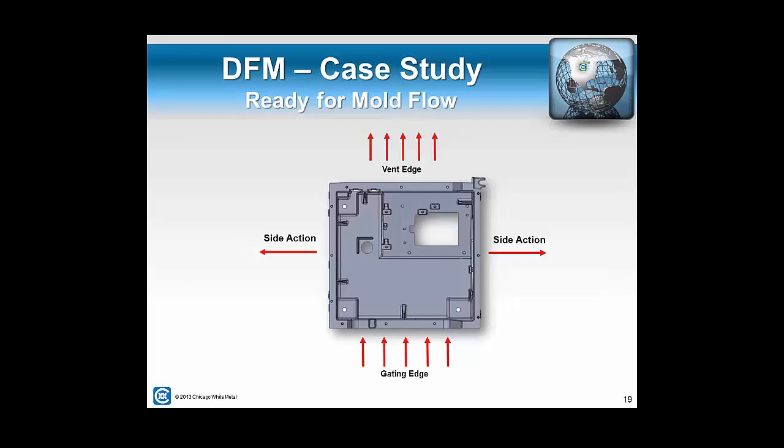So now we've got the part looking pretty much like we want it, so it's ready for its mold flow analysis. Here's a picture looking straight down from the top of the part, and we identified the bottom surface as where we'll gate into the part. Pretty large side actions to make each right side and left side of the part, and then the venting edge on the top. So all the air will be forced out of the opposite side of the part here.